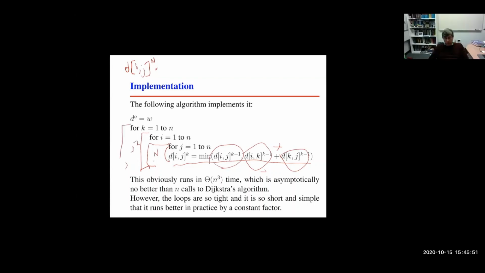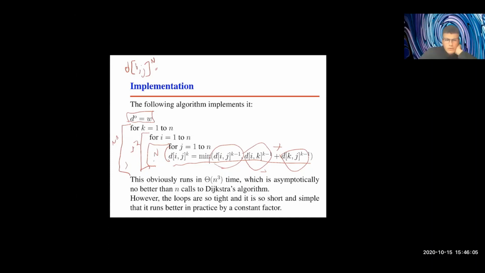And how much is this going to be? N cubed. And here we had the original adjacency matrix. How much is that going to be? N squared. Good. Okay. So that says that this whole algorithm is going to be n cubed and find the shortest path from i to j for any pair of vertices. Does everybody kind of see that?